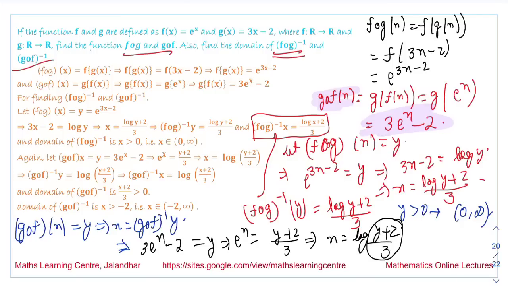So the domain of this function is such that (y plus 2) by 3 should be greater than 0. It means y is greater than minus 2. So the domain we have is minus 2 comma infinity. So we have obtained that the domain of the function GOF inverse is minus 2 comma infinity, and the domain of the function FOG inverse is 0 comma infinity.